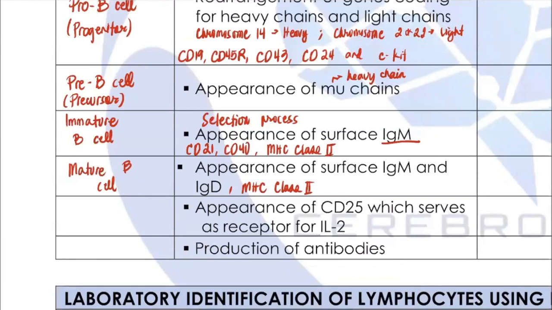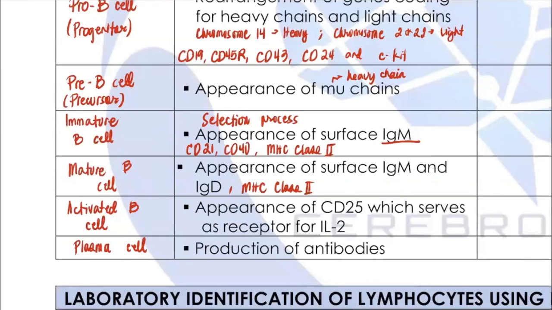Then, the next stage is an activated B cell. Okay? So, nakikilala natin guys yung isang B cell na activated na siya pag meron na siyang CD25. Because the CD25, it will serve as the receptor for interleukin 2. Okay? And when interleukin 2 will now influence a B cell, it will either become a memory B cell or a plasma cell. And yung plasma cell, we all know, sila yung nagpo-produce ng antibodies.